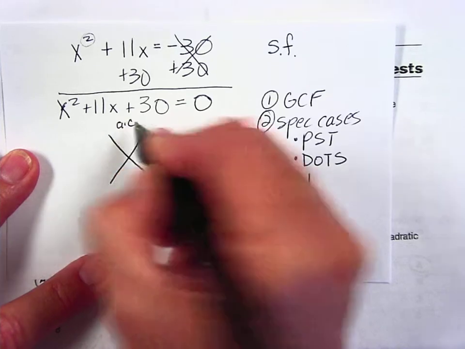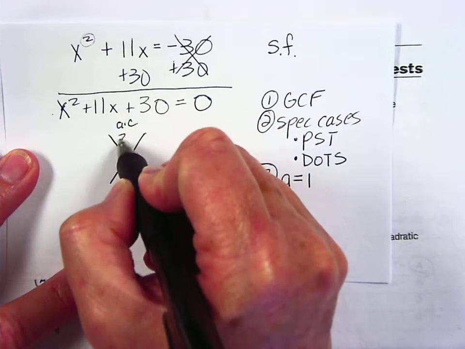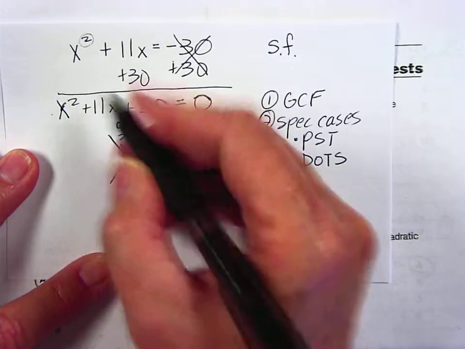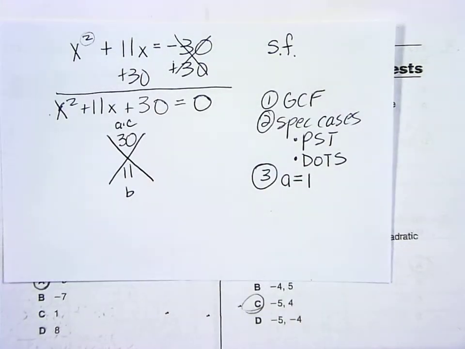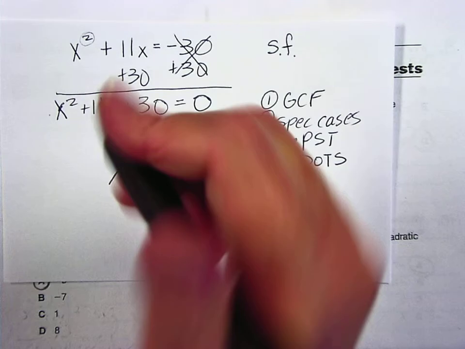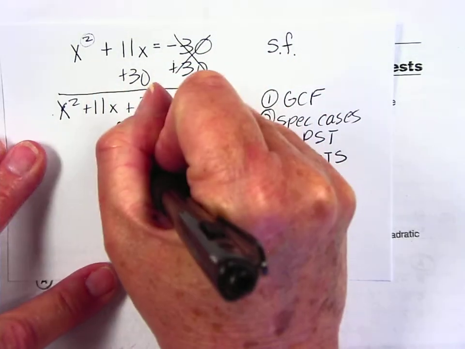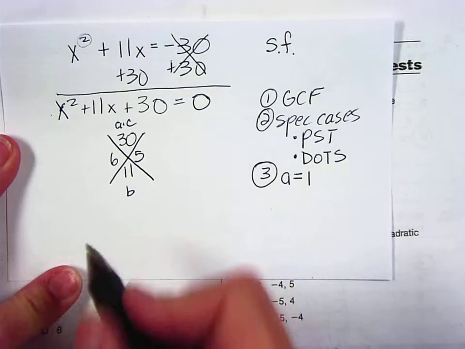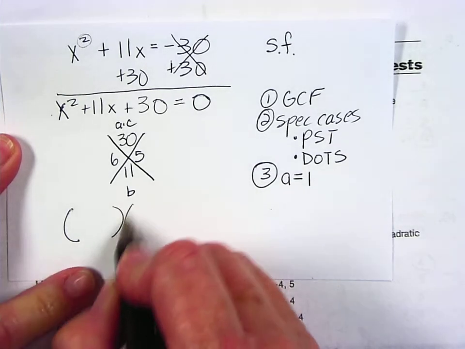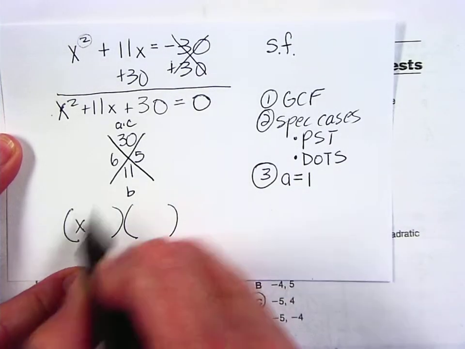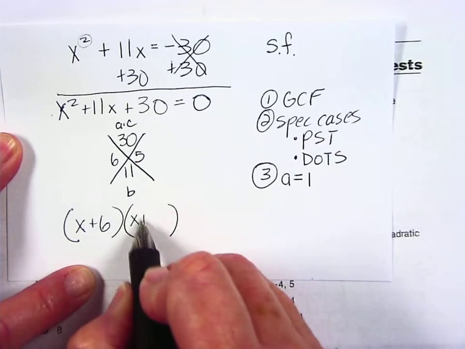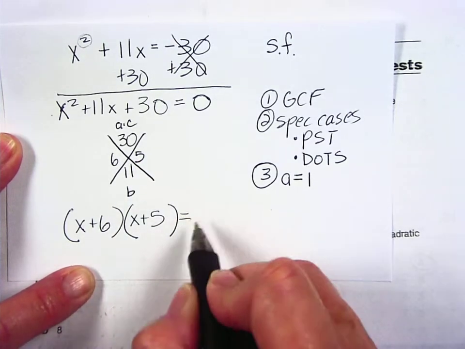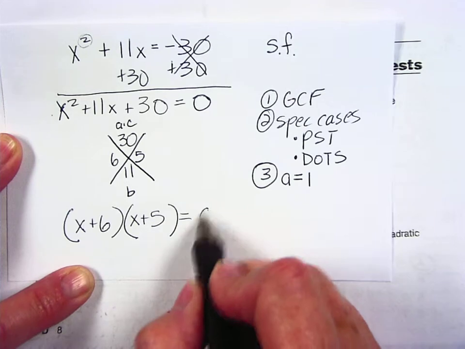A times c is this times this, which is 30, and b is your middle term, which is 11. So what numbers multiply to equal 30 and combine to equal 11? I think those numbers are 6 and 5. So my factorization would be x plus 6 times x plus 5, and it still equals 0. Even though we factored it, these are still equal.